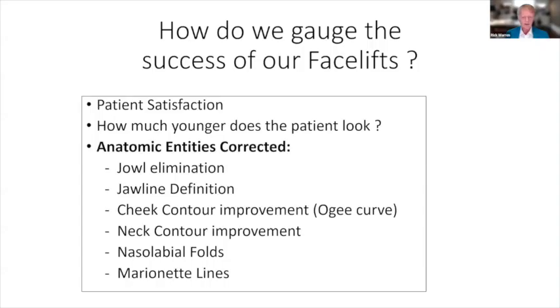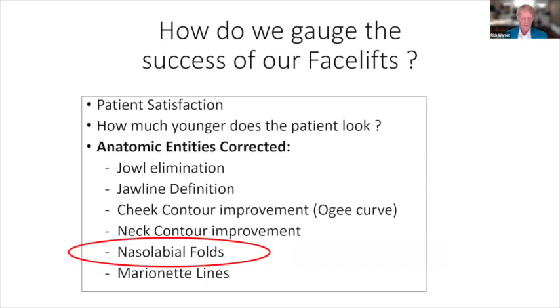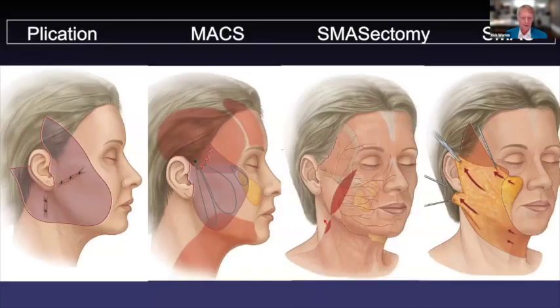Anyway, what I was mentioning is that that's not what surgeons have done. Surgeons have tended to look at how they've changed various anatomic parts: jowls, jawlines, cheeks, neck, nasolabial folds, and the marionette lines, with arguably the last two being the worst treated. And this paper is all about nasolabial folds, looking at the soft tissue anatomy of that area and the reasons why our surgery may have failed.